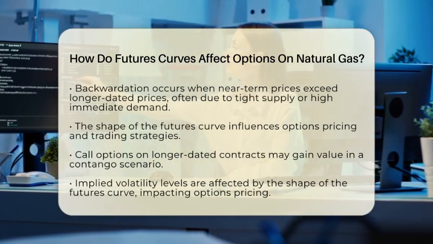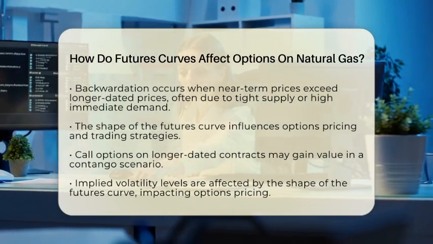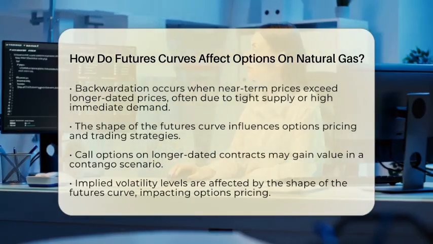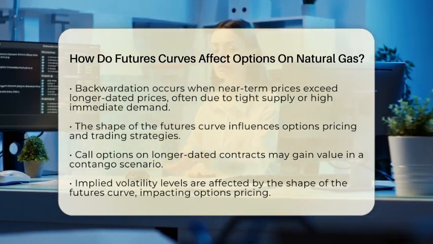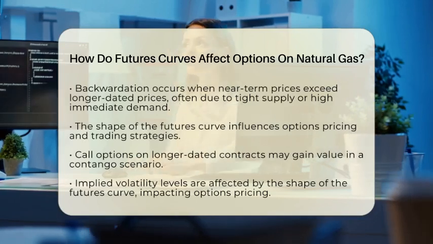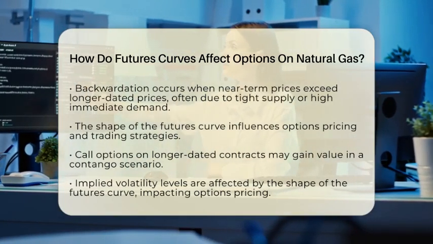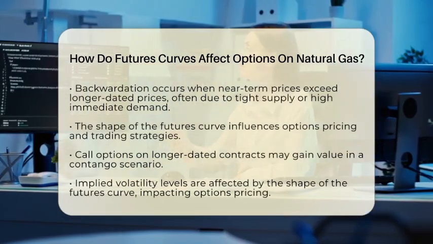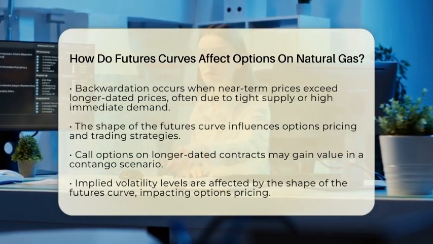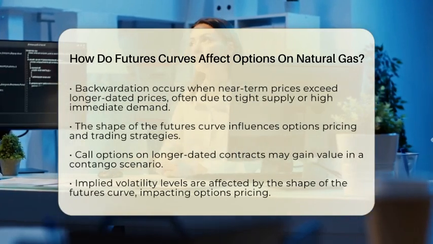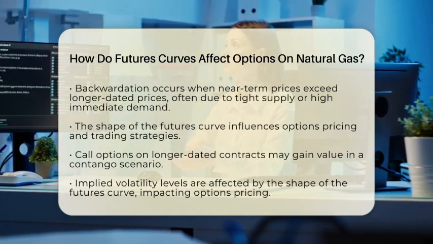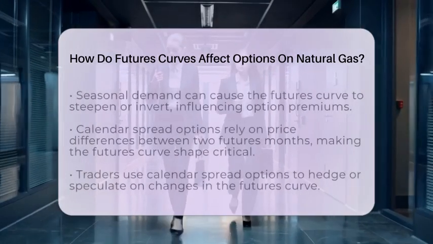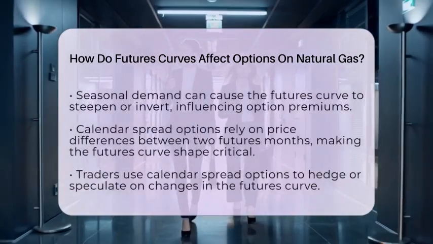The term structure of futures prices influences implied volatility, a key component of option premiums. Seasonal demand patterns, like increased heating needs in winter, can cause the futures curve to steepen or invert. For example, winter contracts may trade at a premium due to expected higher consumption, leading to higher option premiums on those contracts. Another aspect is calendar spread options.